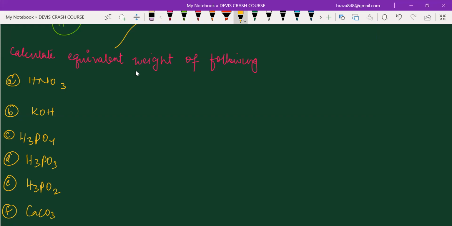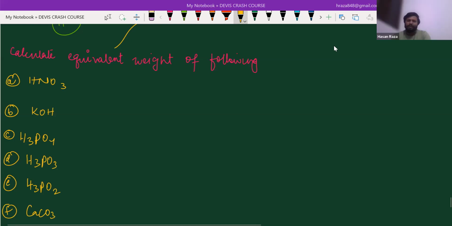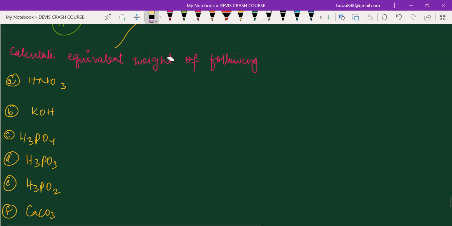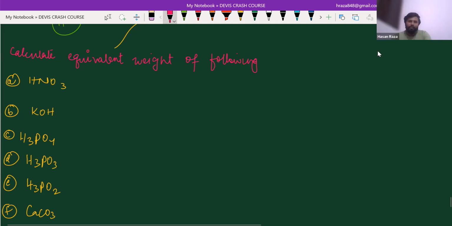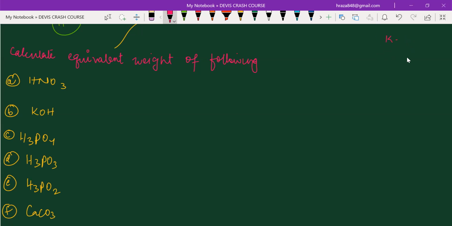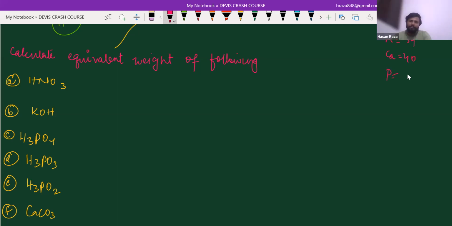Please do this. I think you can calculate the molar mass, right? For phosphorus, I don't know. Molar mass of potassium, anything you can calculate, of these compounds at least. For potassium, phosphorus, and calcium, I don't know. So you have to be careful. You should learn up to 20. Potassium is 39, calcium is 40, and phosphorus is 30.